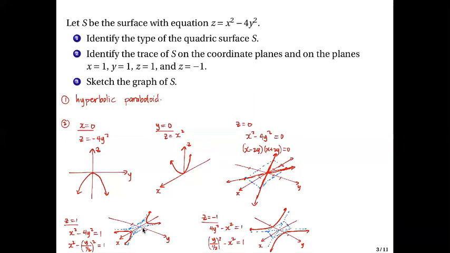Okay? Now, keep in mind, in three-dimensional space, this one here is above this one here. In fact, comparing these three sketches, this is the one on top, this is the middle part, and this is the lower part. So now, if we combine all of these sketches or traces, we can sketch the graph of our surface.